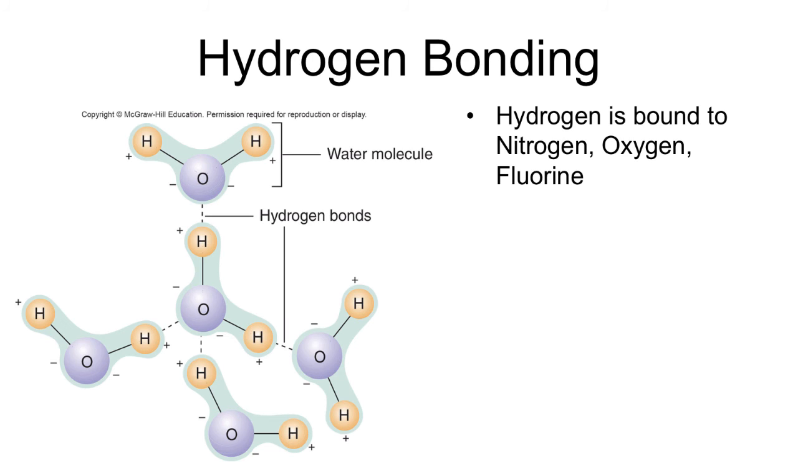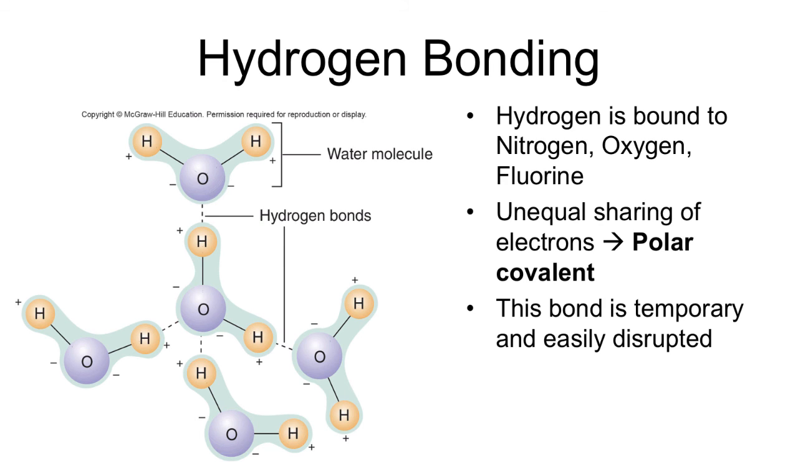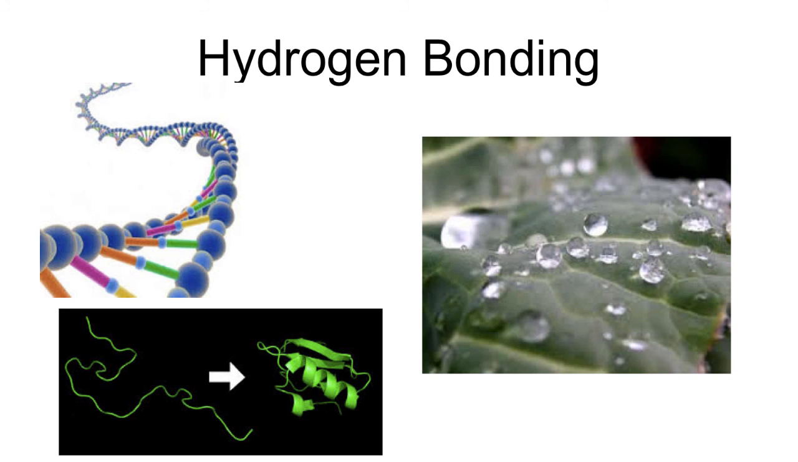And again, this is because all three of those elements are very electronegative. So they can pull the electrons away from whatever they're covalently bonded to. And this all happens because they make polar covalent bonds with hydrogen. This bond is temporary and it's very easily disrupted. However, when you have lots and lots of hydrogen bonds, you can actually make large structures. DNA has hydrogen bonds in between the base pairs of the two sides of the ladder, and proteins are initially folded up using hydrogen bonds and the attraction between hydrogens and oxygens in proteins.